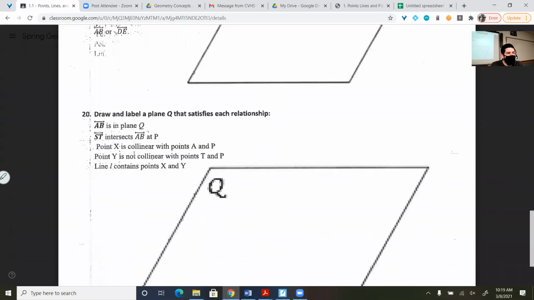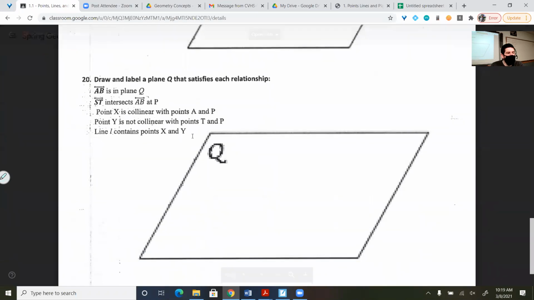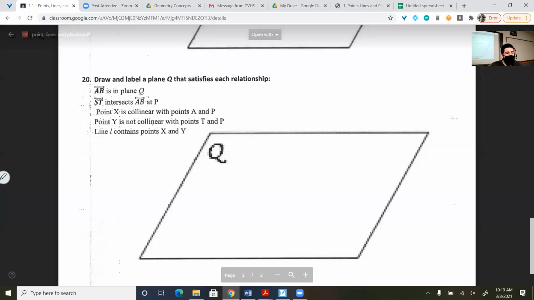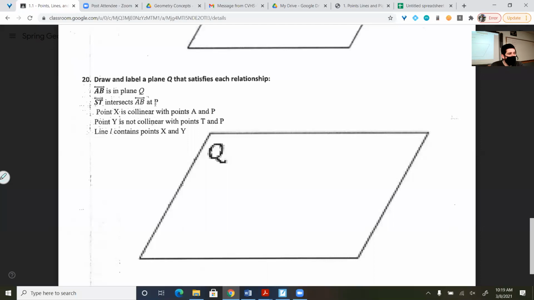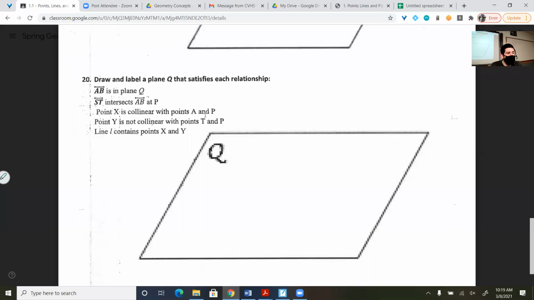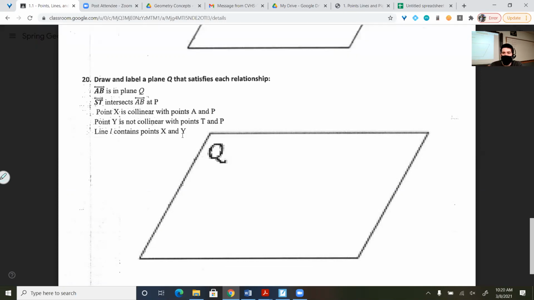And then the last one, you want to draw and label a plane Q that satisfies each relationship. So they already gave you the Q. And you have line AB is in plane Q. Line ST intersects line AB at point P. You have point X is collinear with points A and P. Point Y is not collinear with points T and P. And line L contains points X and Y.